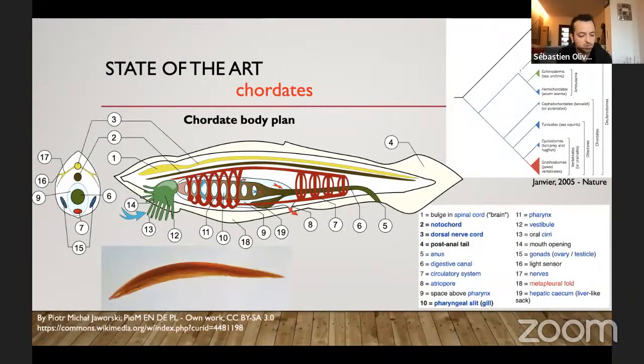So to carry on with my talk, here is a brief reminder of how recent chordates are defined. Vertebrates, urochordates, and cephalochordates are all chordates, as you know, and chordates are deuterostome animals that display, among other characteristics, a notochord in brown here, number 2, a dorsal neural tube, number 3 in green, pharyngeal slits, number 10, and the post-anal tail here.